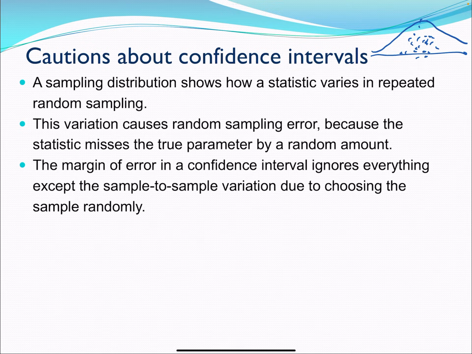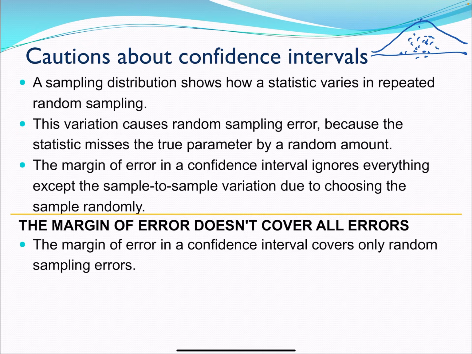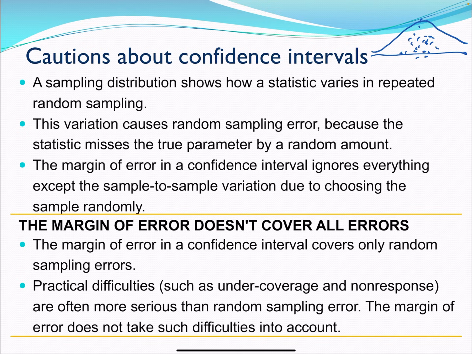The margin of error in a confidence interval ignores everything except the sample-to-sample variation due to choosing the sample randomly. But the margin of error doesn't cover all errors. It only covers random sampling errors. And there are some practical difficulties, such as undercoverage and non-response, that are often more serious than random sampling error. And the margin of error doesn't take such difficulties into account. So I just wanted you guys to be aware.